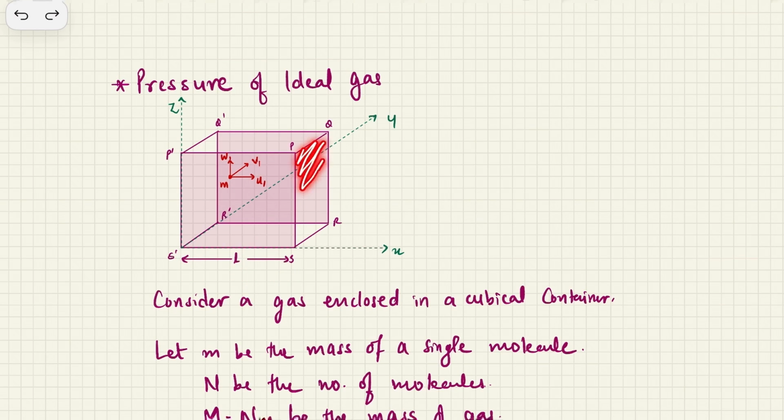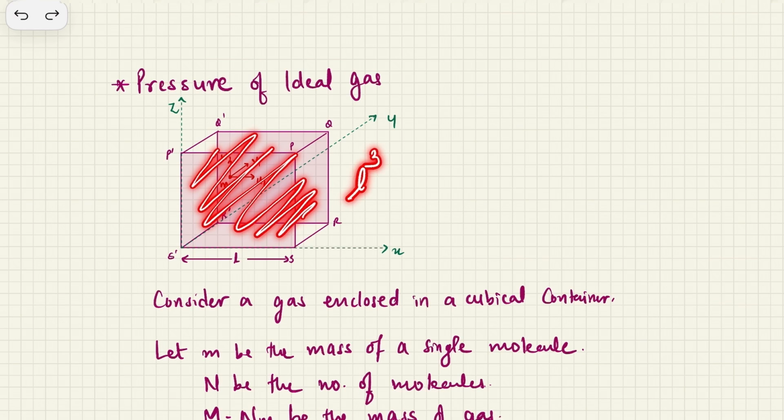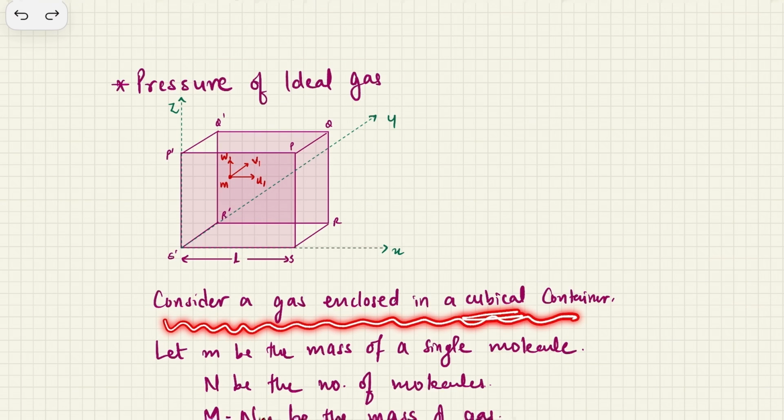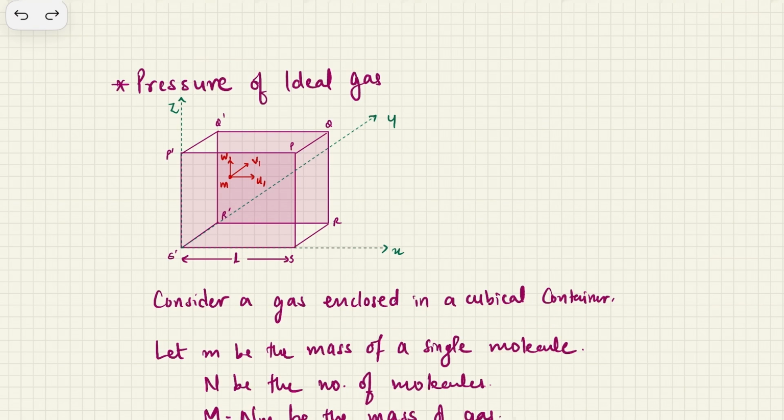So if I wish to find the area of this face, it would be L square, and the volume of the cube would be L cube. This is what we are going to utilize in the derivation. I have written what we are considering and what terms and terminologies we'll be using in the entire derivation. So consider a gas enclosed in a cubical container. It should be a cubical container, and later on we'll realize that it doesn't matter if it is a cube; even if it is a cylinder or a cone or a sphere, the formula still holds good.